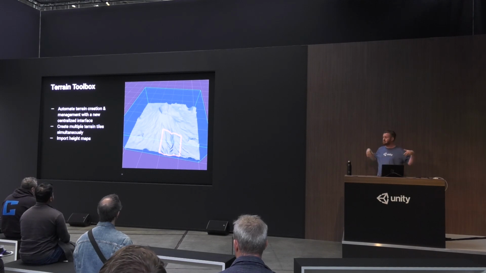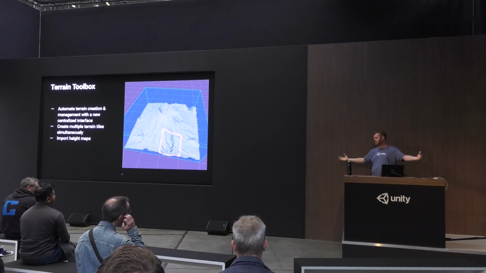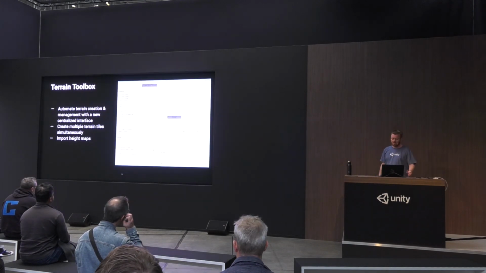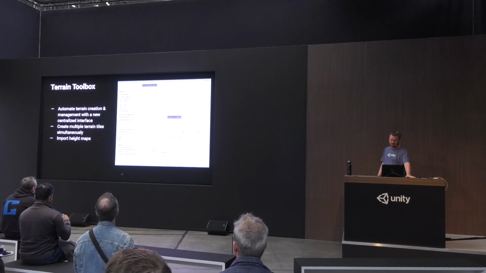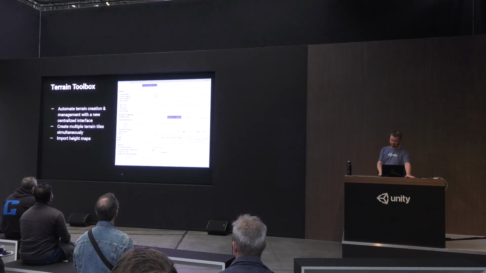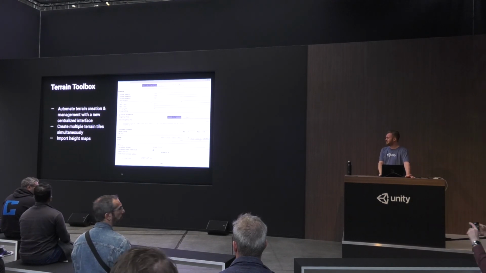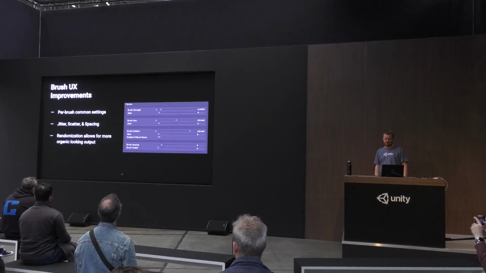And so we can create multiple terrain tiles simultaneously and then import height maps which transition smoothly across them. So here's an example of the window, right? We can set the width, length, and height of the terrain. We can import a height map or multiple height maps, save presets, and so on. And this is available as of 2018.3 and just saw some updates in 2019.2 that I'm going to talk about.